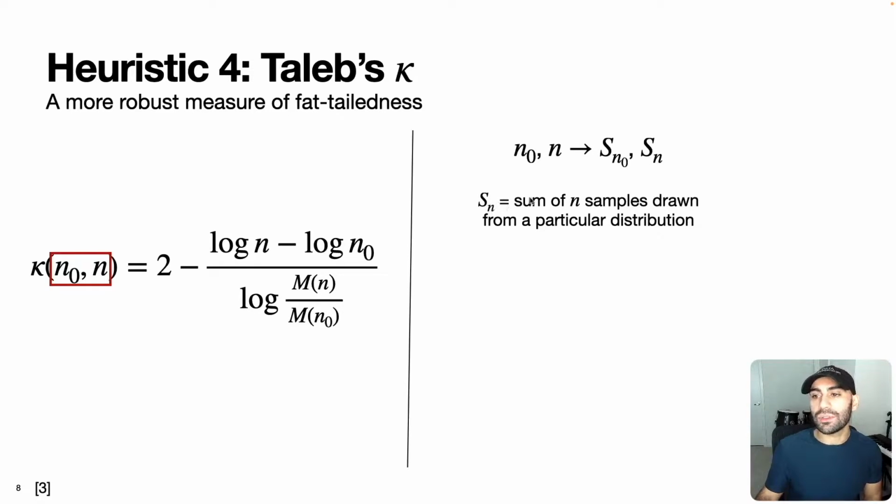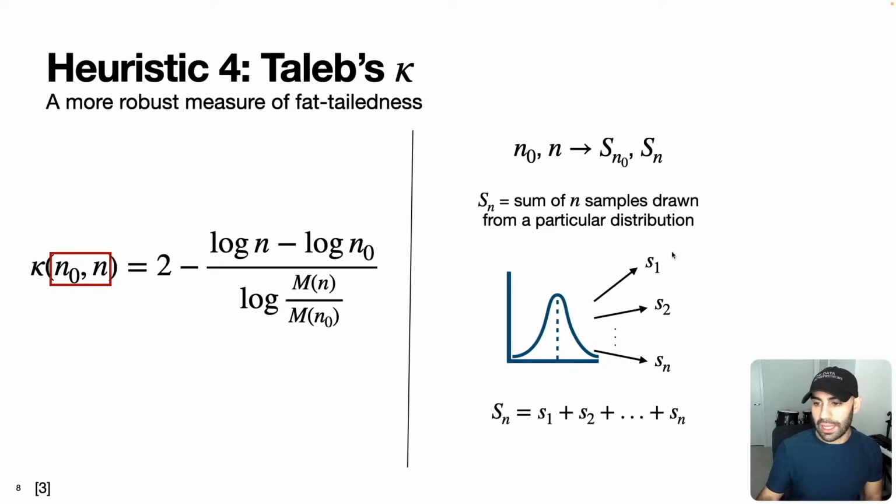S sub n is equal to the sum of n samples drawn from a particular distribution. So for example, if we have a Gaussian distribution, we would just take n samples and then we would sum them all together and that would give us S sub n. Notice these are little s's and this is a big S. These are big S's. And then the simplest example is S sub 1, which you just draw 1 sample from this distribution. If we choose n to be 30 and n naught to be 1, we would just plug in 1 and 30 here. We would plug in a 30 here, a 1 here, a 30 here, and a 1 here. But what does this thing mean?